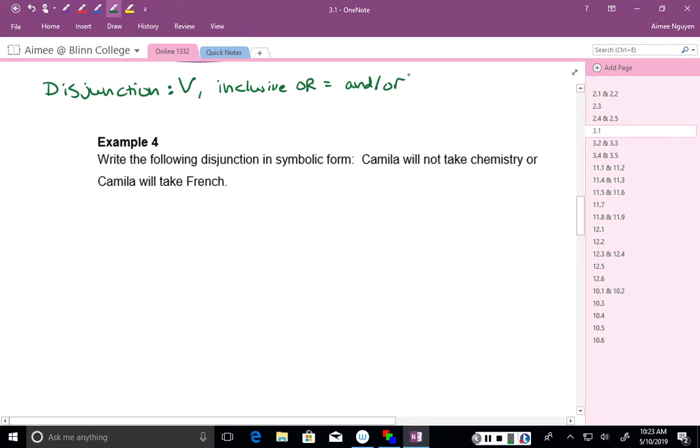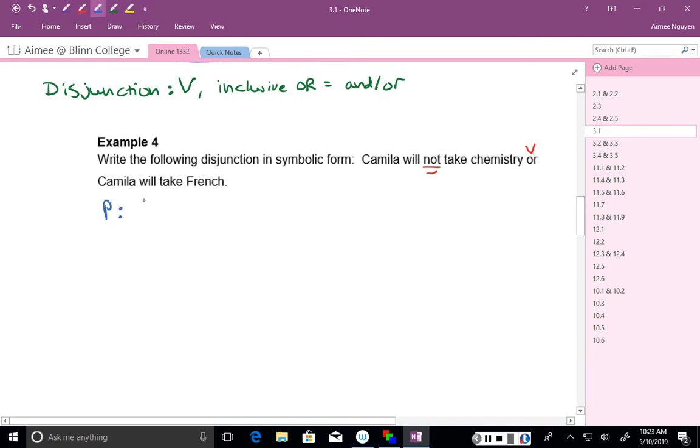Again, we're just going to write the following disjunction in symbolic form. Camilla will not take chemistry, or Camilla will take French. Again, be very careful. We've got a couple of things happening here. We have the negation, the not. Here's my or, my disjunction. So now I can write my two statements.